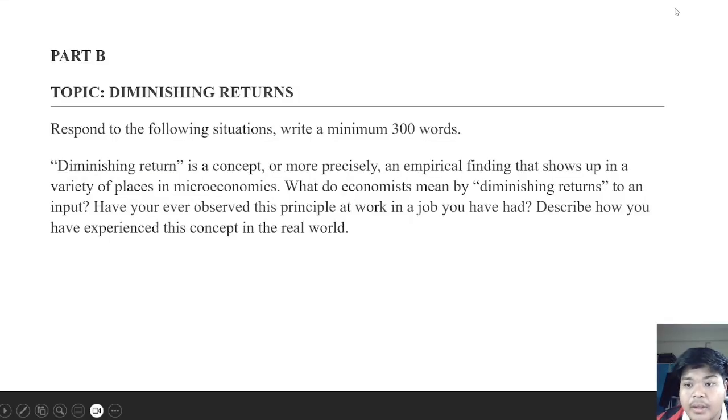Next, I want to discuss Part B, the topic of diminishing returns. Respond to the following situation, writing a minimum of 300 words. Diminishing return is a concept, or more precisely an empirical finding, that shows up in a variety of places in microeconomics. What do economists mean by diminishing returns to an input? Have you ever observed this principle at work in a job you have had? Describe how you have experienced this concept in the real world.